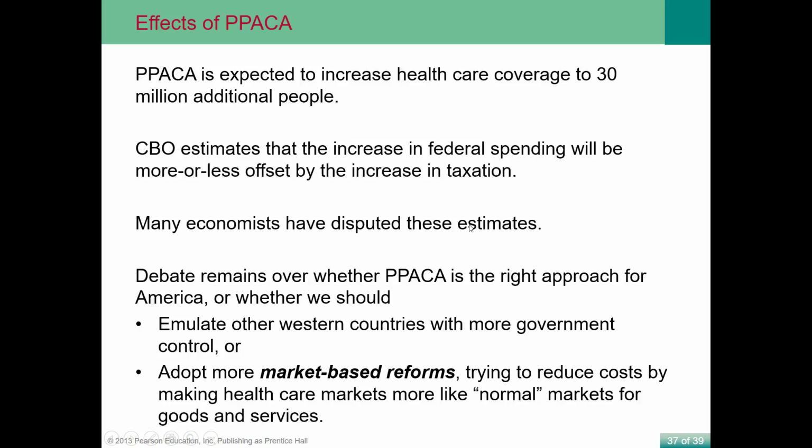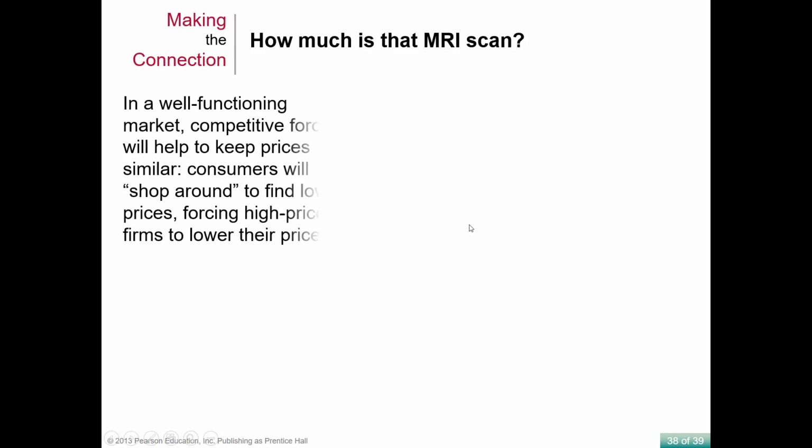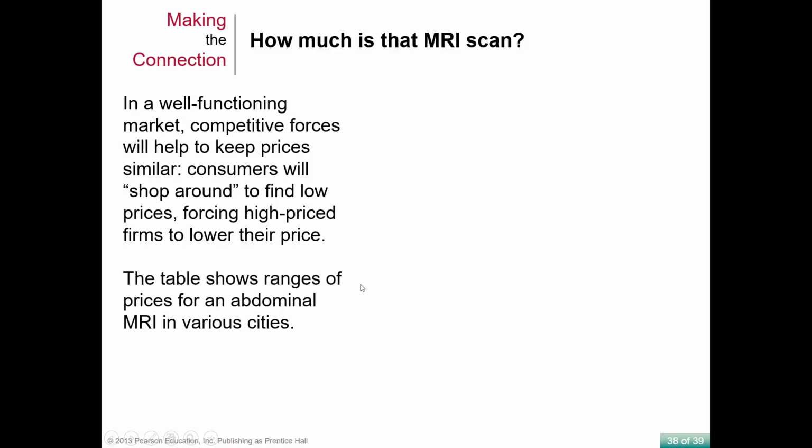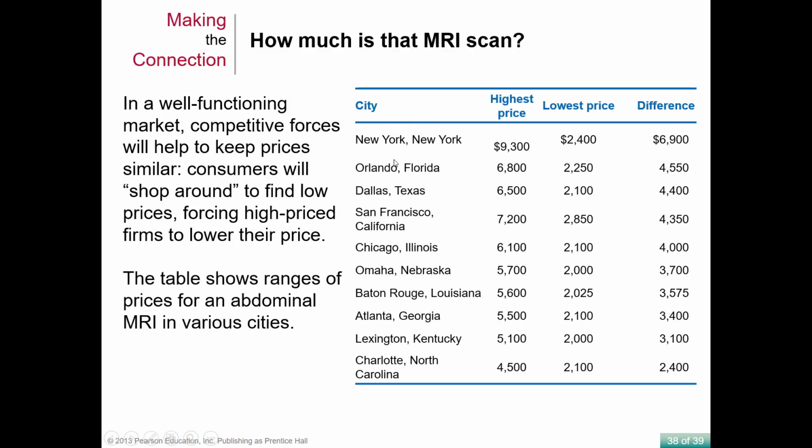So, how much does an MRI cost? In a well-functioning market, competitive forces would keep prices similar. Consumers would shop around, find lower prices, and force higher-priced firms to lower their prices. One of the highest priced ones is $8,800 and the lowest is $1,900. So it's a $6,900 difference.